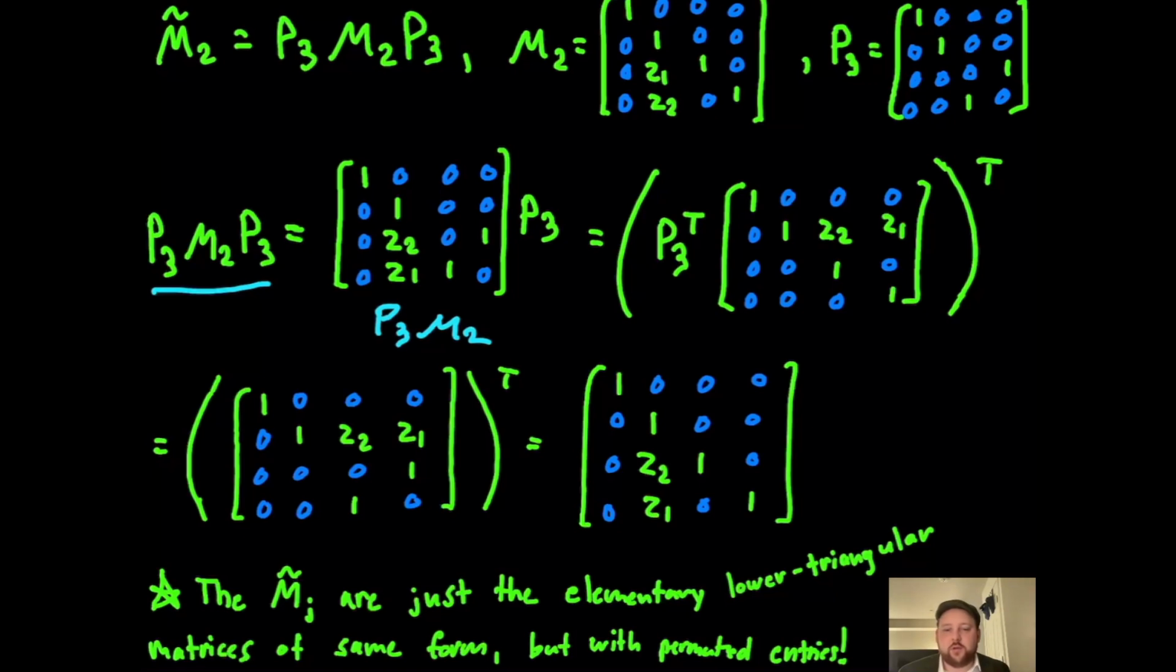Okay, so now I'm going to show you what happens to these M tildes. I'm only going to show you one case. Maybe on a problem set you might look at some of the other ones. From the previous slide, M2 tilde was equal to P3 M2 P3, where P3 is a permutation matrix. Remember, by definition of these lower triangular elementary matrices, M2 has to look like this form, for some constants Z1 and Z2.